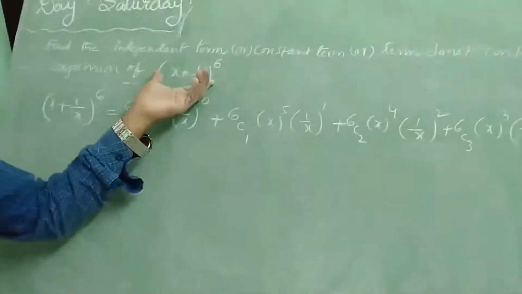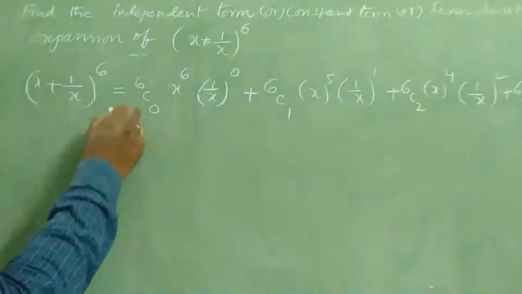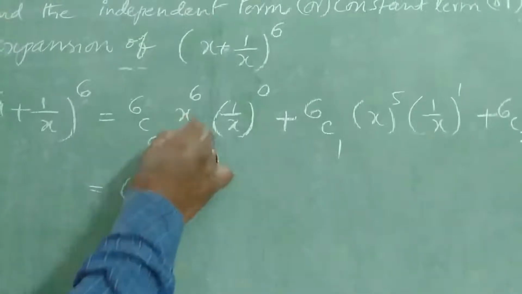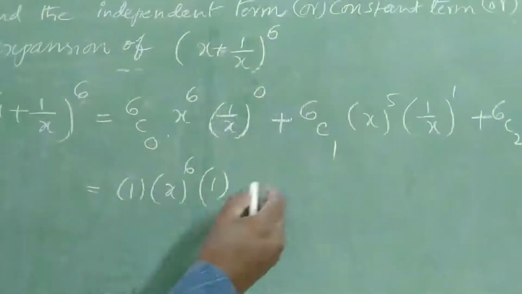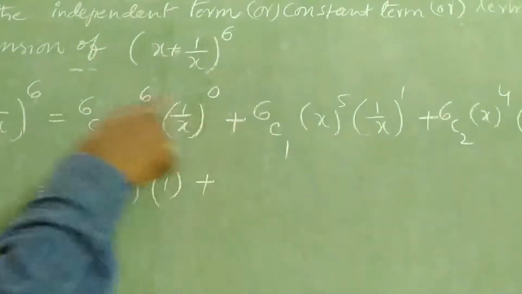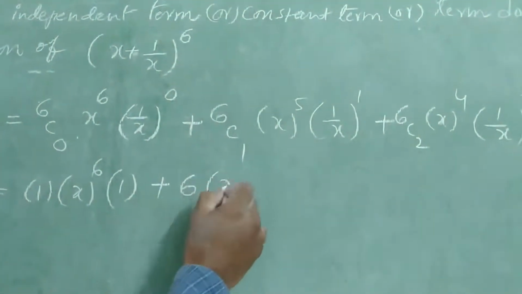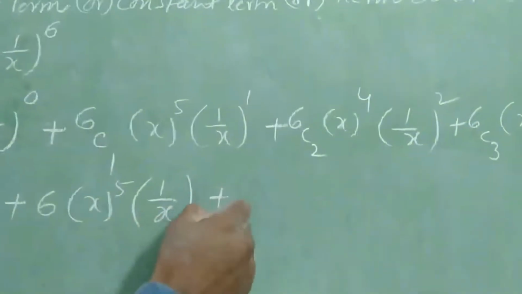So it contains totally 7 terms in this expansion. Now if you simplify it, 6C0 is 1. The first coefficient is always 1, it is x to the power of 6, and (1/x) to the power of 0 is equal to 1. Plus 6C1, the coefficient of the second term is always equal to the exponent of the binomial, 6C1, that is equal to 6, directly you can write, into x to the power of 5 into 1 by x.